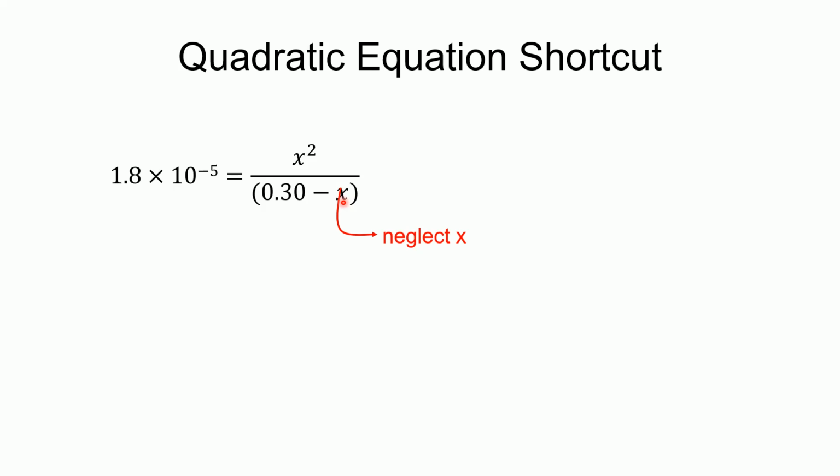So we're neglecting X. Now, we already know that X was 0.77% of 0.30 because we did the calculation already. But if you don't know ahead of time that it's less than 5%, in this case it was even less than 1%, then how do you know it's okay to neglect X? Well, there's a trick. For our shortcut, the trick is to take the initial concentration and divide by the Ka value. If this number divided by that number is greater than 400, it's okay to neglect X.